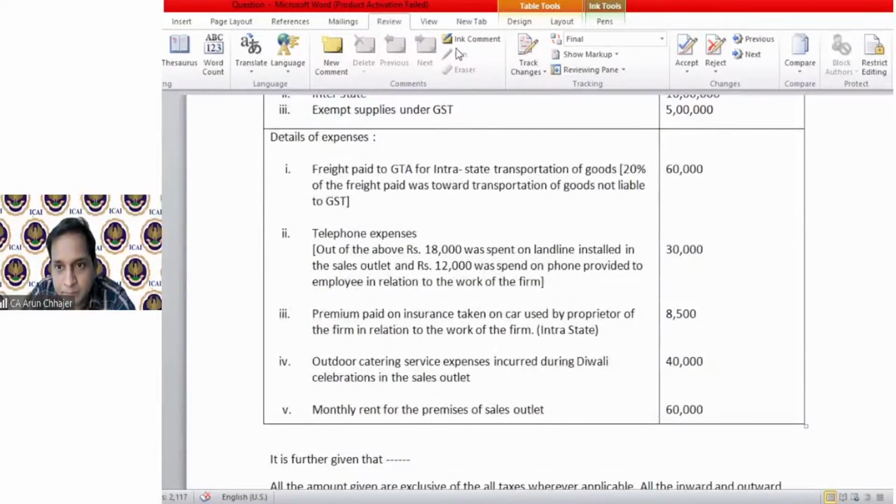The premium paid on insurance taken on the car used by the proprietor of the firm in relation to the work of the firm. Can I take the ITC?